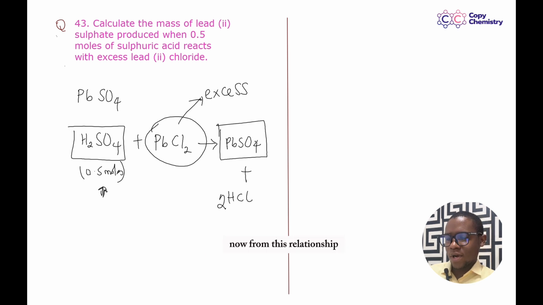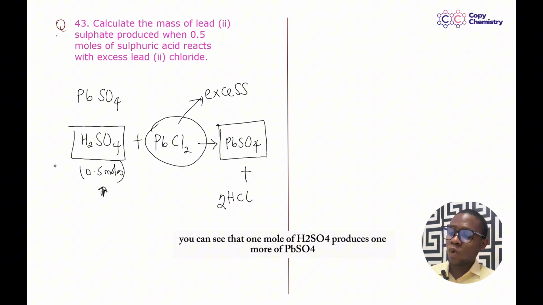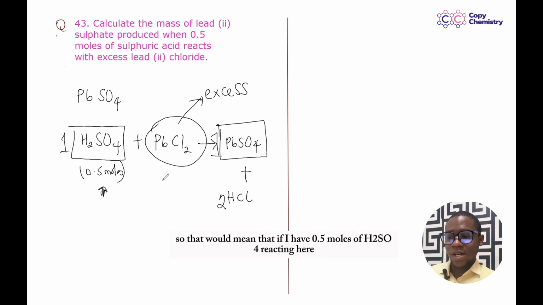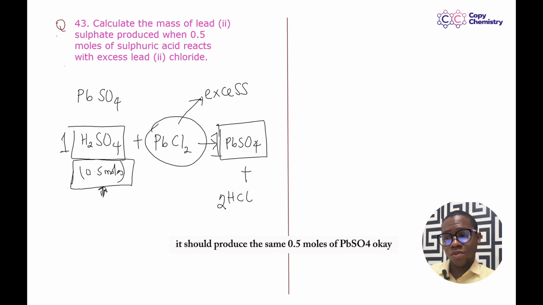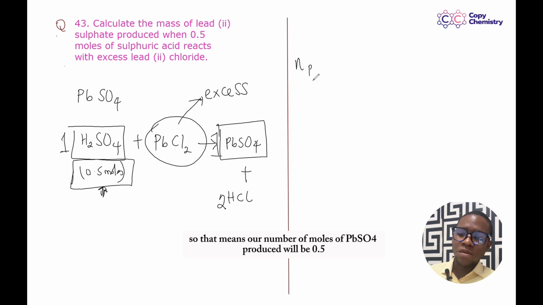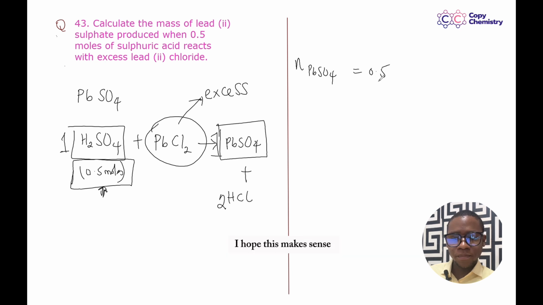formed. Right, now from this relationship, from the equation you have, you can see that 1 mole of H2SO4 produces 1 mole of PbSO4. Yes? So that would mean that if I have 0.5 moles of H2SO4 reacting here, it should produce the same 0.5 moles of PbSO4. Okay, so that means our number of moles of PbSO4 produced will be 0.5. I hope this makes sense.